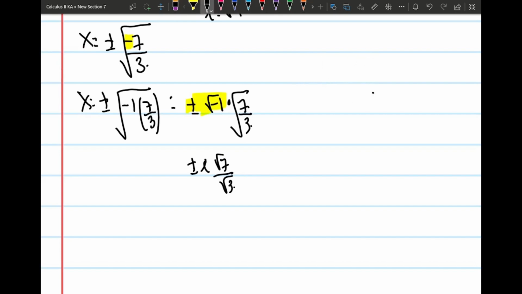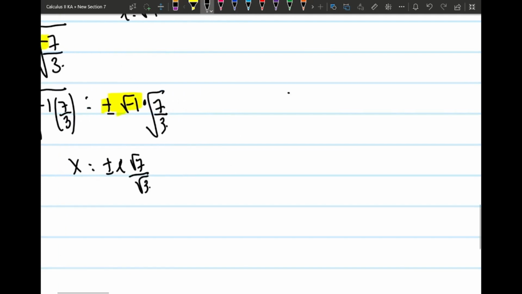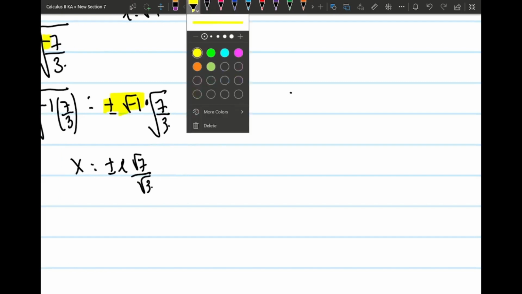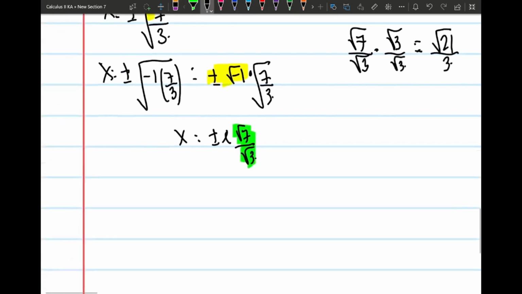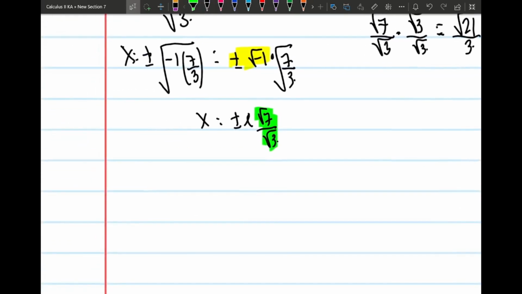Now here is where we're going to go ahead and rationalize this. So basically, we're going to multiply by the square root of 3 over the square root of 3. And then finally, we get the square root of 21 over 3, because you just multiply the 2 numbers there. So then our answer becomes x equals plus or minus i square root of 21 over 3.